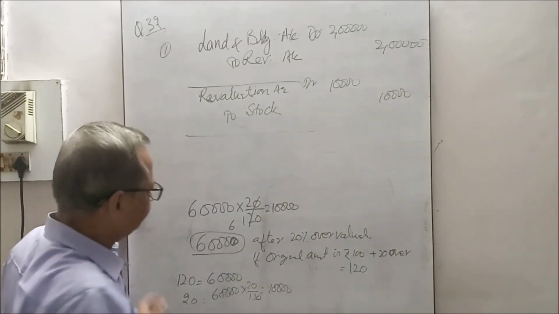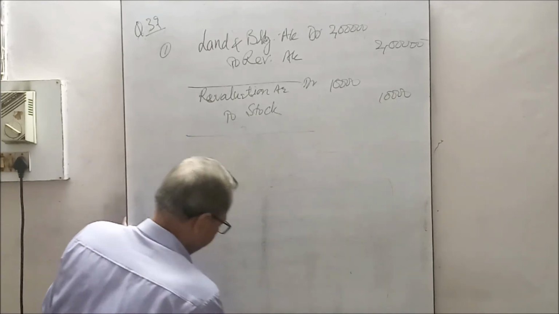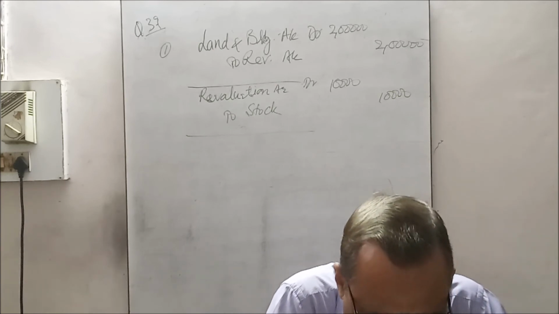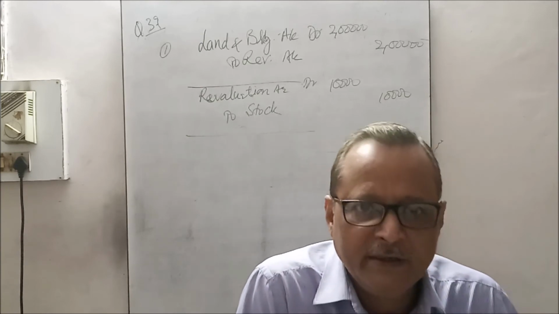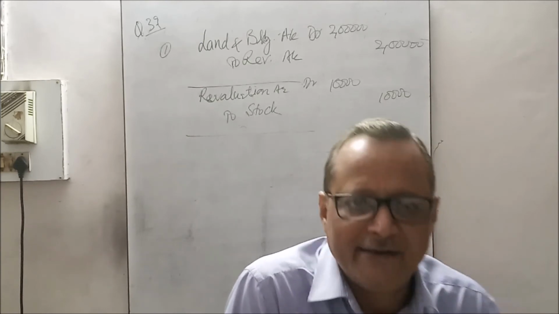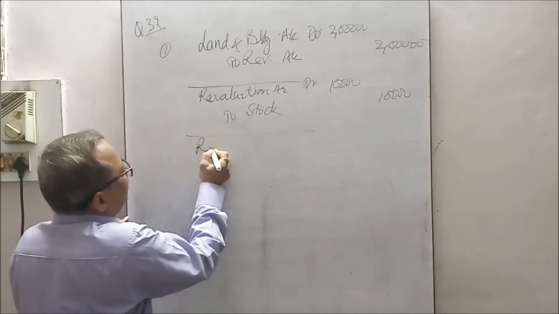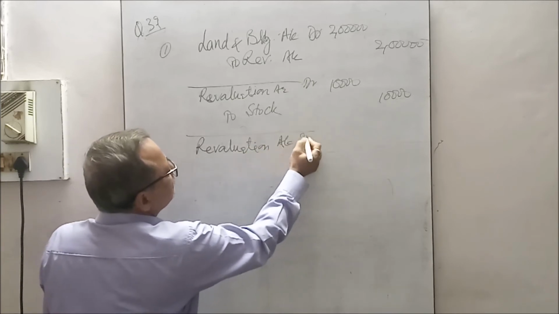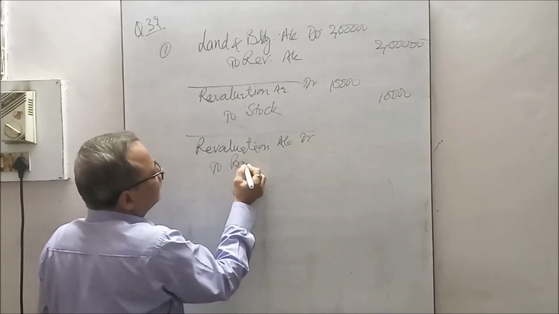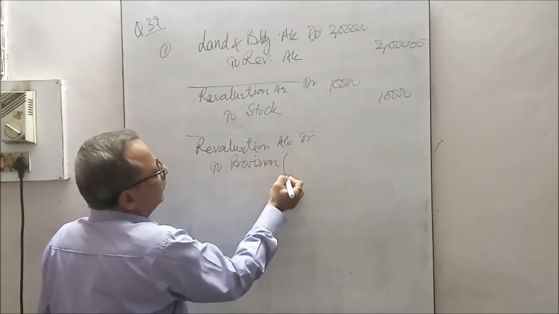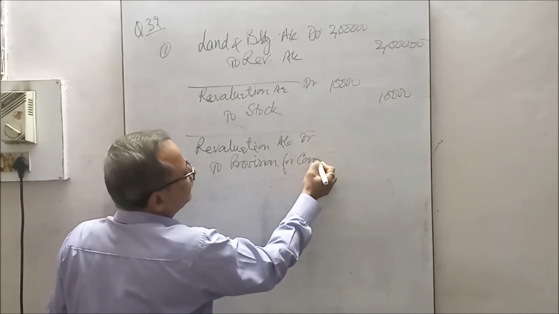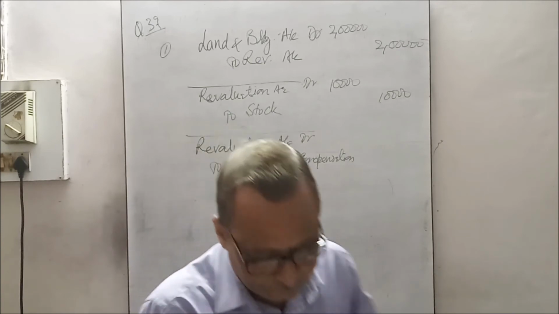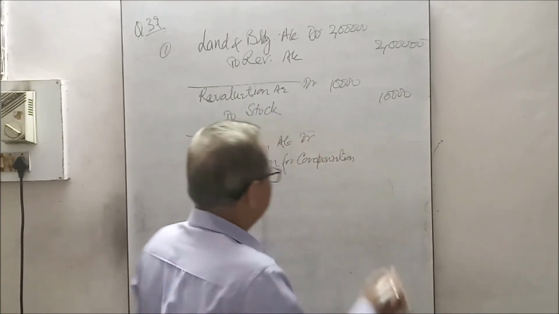Next is provision to be made for compensation of 20,000 to an ex-employee. If a provision is created, that is always credited. Revaluation account debit to provision for compensation, 20,000.